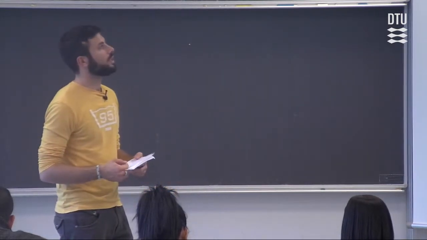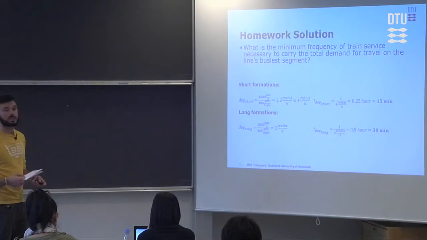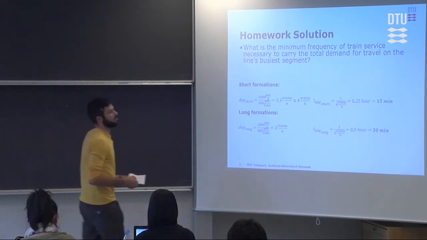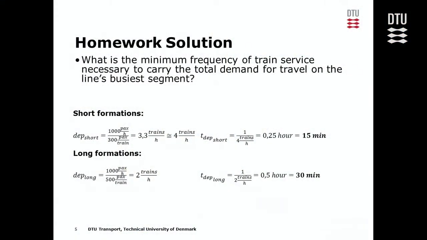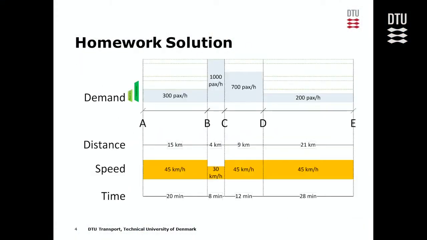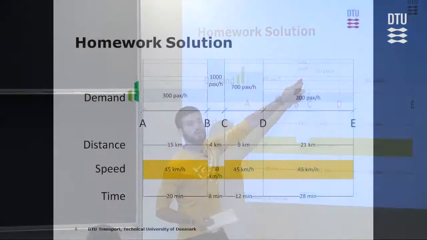So we start from the frequency needed. That's a quite easy way to calculate. We have a demand. The first assumption is that we are running just one service from A to E, back and forth. This is the simplest way we can run the service. So we have to fulfill the demand that is in this segment.